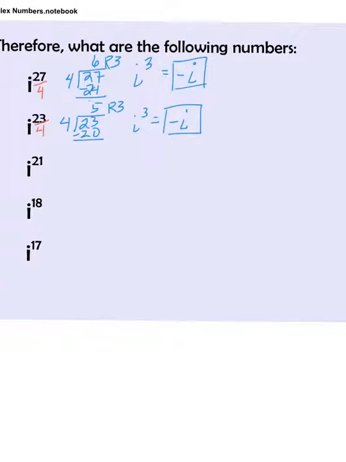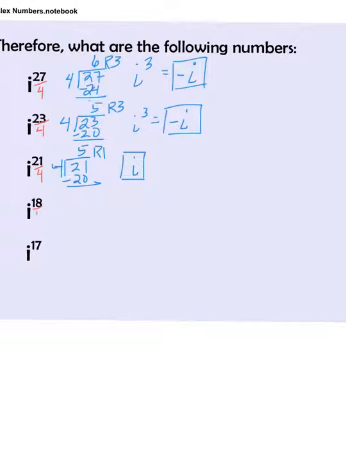Let's divide 21 by 4. So 21 divided by 4. 4 goes in there 5 times. 4 times 5 is 20. That leaves me with a remainder of 1. So since I have a remainder of 1, I'm only going to have i to the 1st, and we leave i to the 1st.